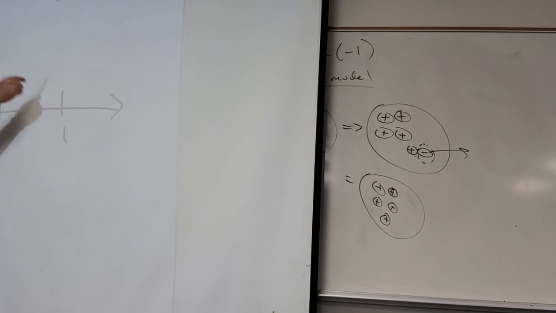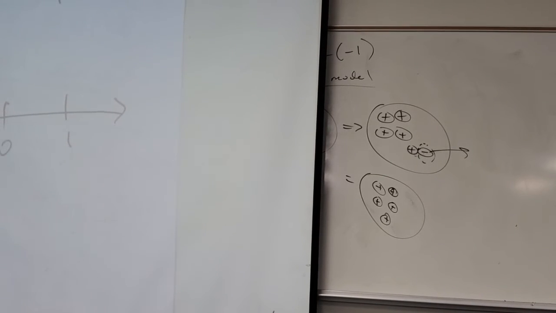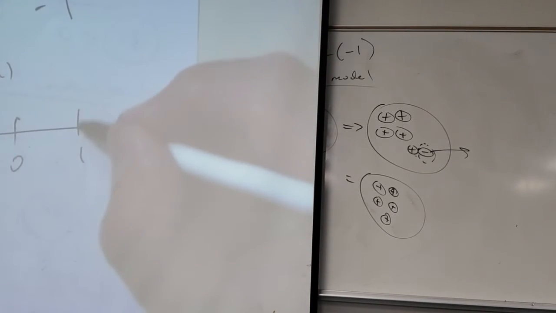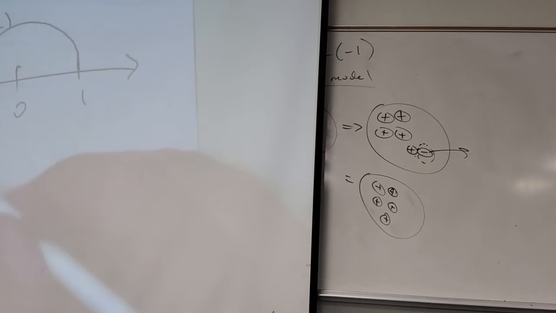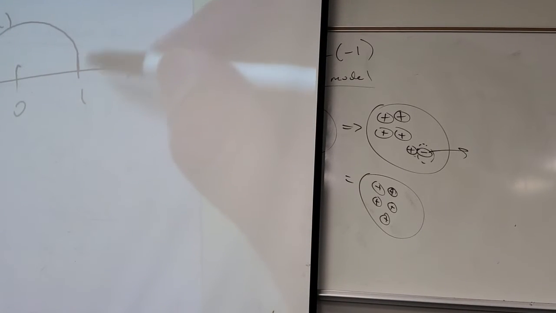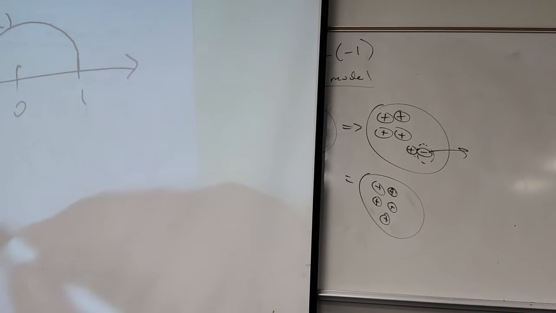When I take a number, if I do 1 times -1, I am rotating 180 degrees. Bam! So multiplying by a negative means rotating by 180 degrees. So what would -1 times -1 mean? Where would I start? -1, and I would rotate. And this tells me to do what? Rotate 180 degrees. So what's the answer? 1.